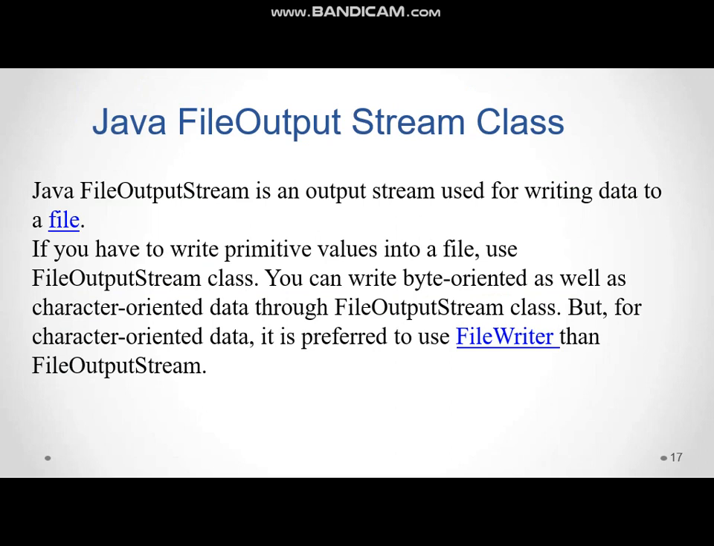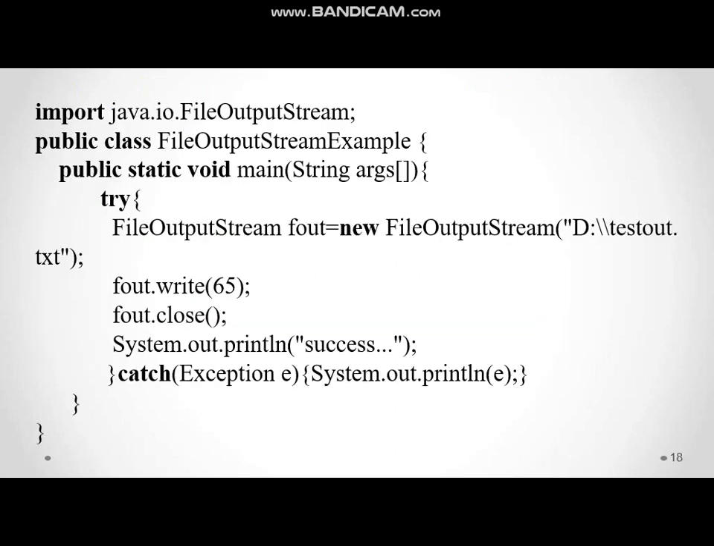And then we go to the FileOutputStream class. Java FileOutputStream is an output stream used for writing data to a file. If you have to write primitive values into a file, use the FileOutputStream class. You can write byte-oriented as well as character-oriented data through the FileOutputStream class. This is a simple example for the FileOutputStream class.